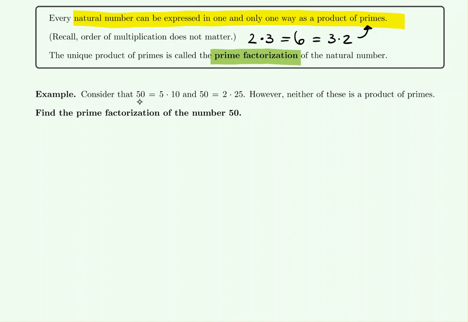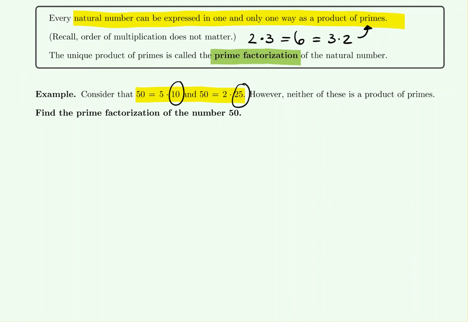So we've been told that 50 is 5 times 10 and 50 is 2 times 25. However, neither of these is a product of primes because we know that 5 is a prime number, but we can see that 10 is not prime, it's composite. 2 is a prime number, but 25 is not prime. So this doesn't break the rule given above because it said it's unique only if it's a product of prime numbers. It's not unique if you're allowed to have a product of composites.